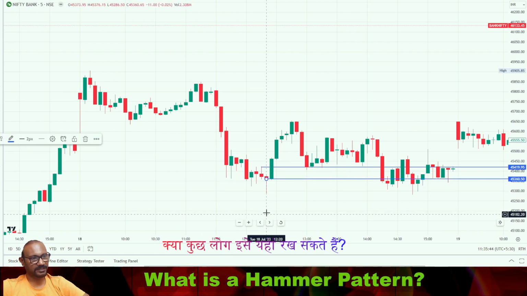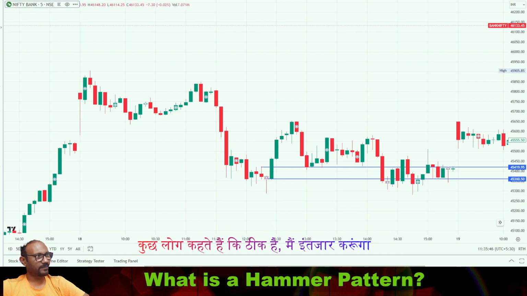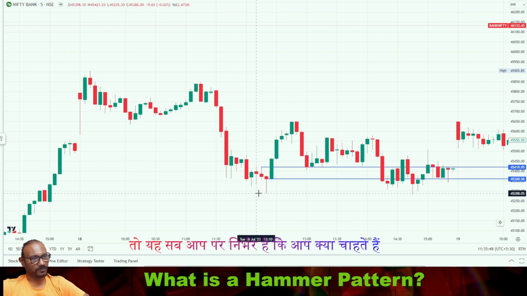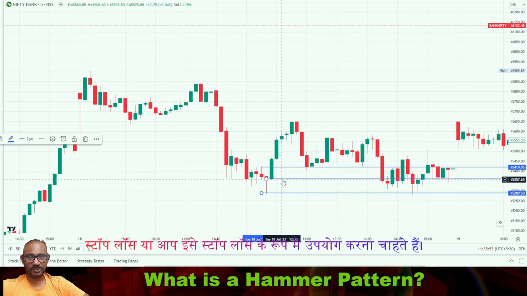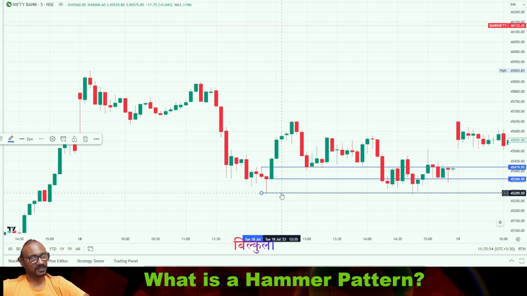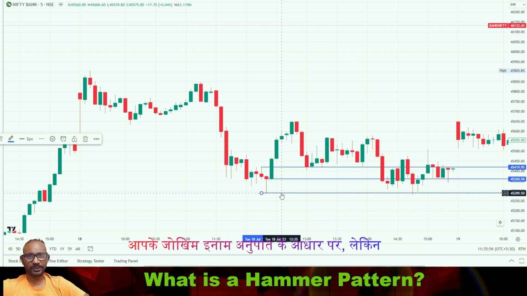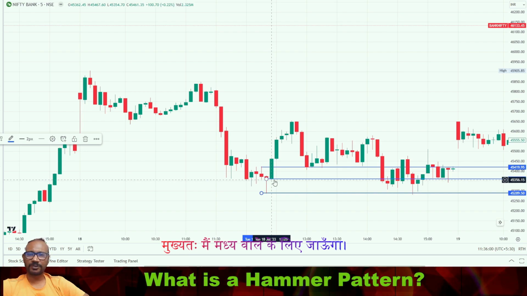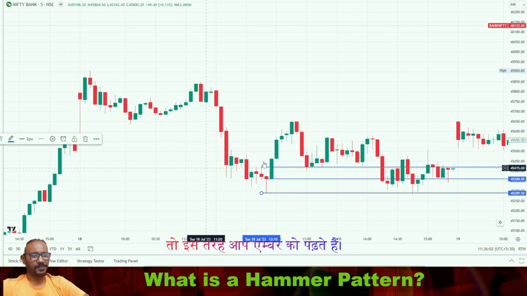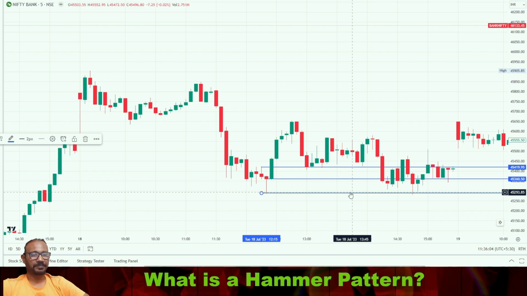Some people place it here. Some people say that okay, I will wait till it breaks the low. So it's all up to you whether you want to use this blue line, the middle one, as a stop loss, or you want to use this as stop loss. It's absolutely based on your risk reward ratios. But principally, I would be going with the middle one. So that's how you read a hammer, right?